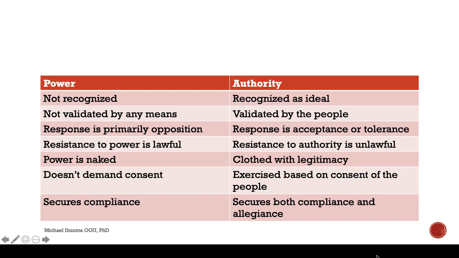Power, the major response to power is opposition. Everybody is angry. Everybody is fighting back. Whereas the response to authority is more of acceptance, of tolerance. Even when things get hard, you are tolerating, like we are doing with the Buhari regime, because we elected them, so we are tolerating. The resistance to power is lawful. If somebody barges into your house at night with certain kinds of weapons to exercise power over you, and somehow you're able to knock the person out, inflict some bodily harm on the person, you have not committed any crime under the law. So opposition to power is legal, all right? But opposition to authority is not lawful. Power is more or less naked. We said authority is clothed with legitimacy, and then there are all the other differences that you see there as well.